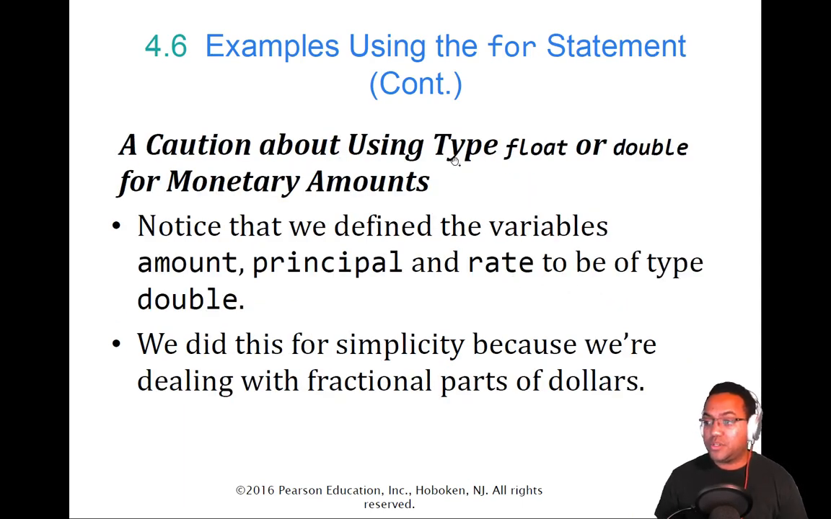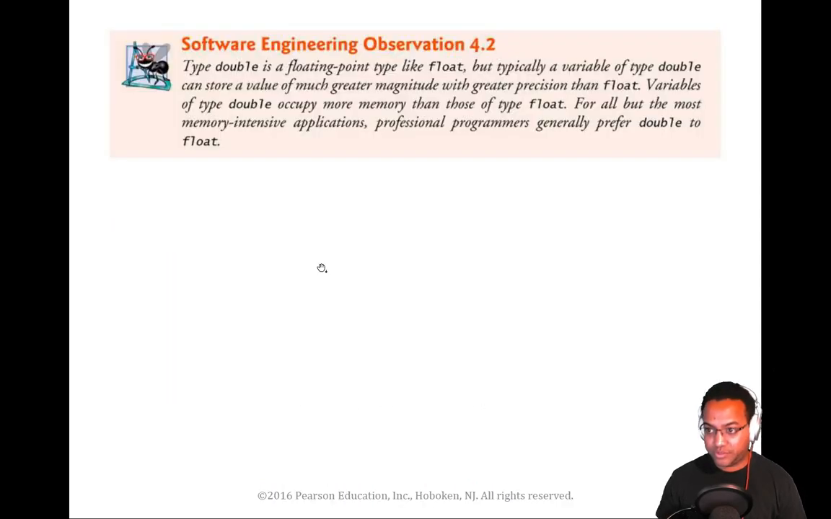A caution about using type float or double for monetary amounts. Notice that we define the variables amount, principal, and rate to be type double. We did this for simplicity because we're dealing with fractional parts of dollars. Type double is a floating point type like float, but remember I told you there are 2 different data types? Typically a variable of type double can store a value of much greater magnitude with greater precision than float. So I was right. Double is bigger than float. Variables of type double occupy more memory than those of type float. For all but the most memory-intensive applications, professional programmers generally prefer double to float.